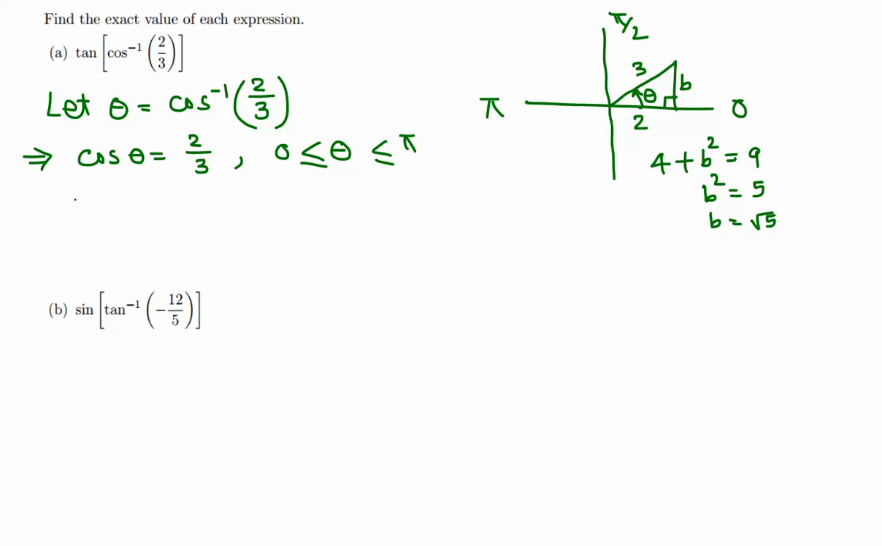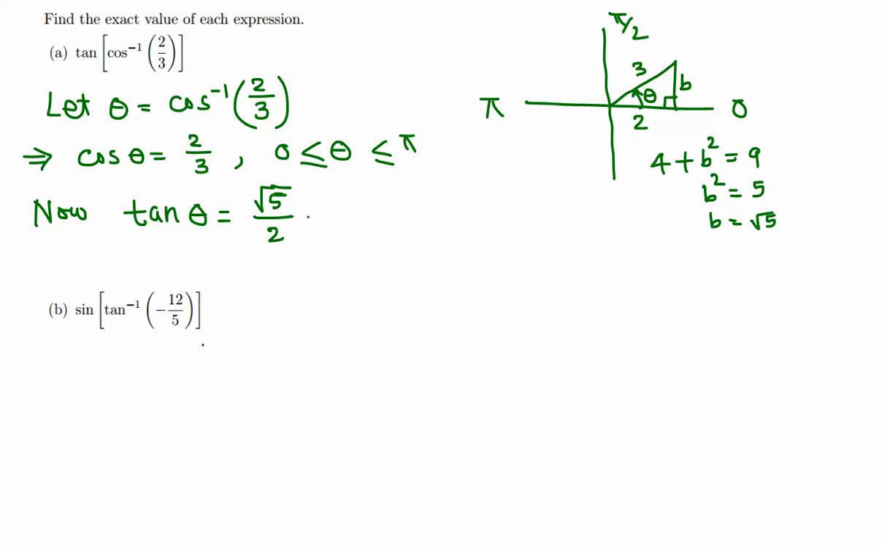Now the whole question was to find tangent of cosine inverse 2/3, and we assumed that is theta. So tangent theta. Looking at this right triangle, tangent is opposite over adjacent, b over 2, and b is root 5, so root 5 over 2. That is tangent of cosine inverse 2/3. So the final answer is root 5 over 2.